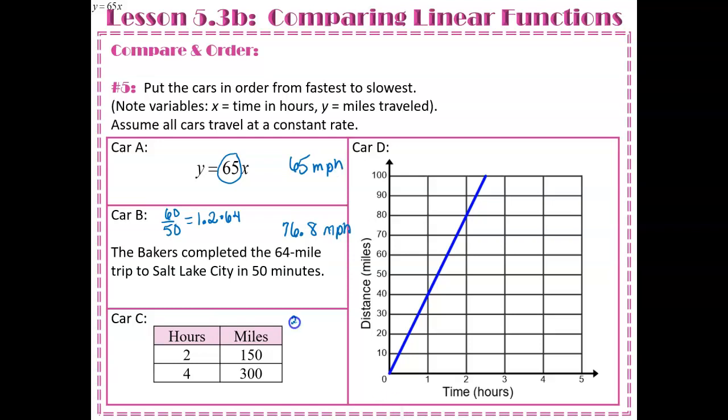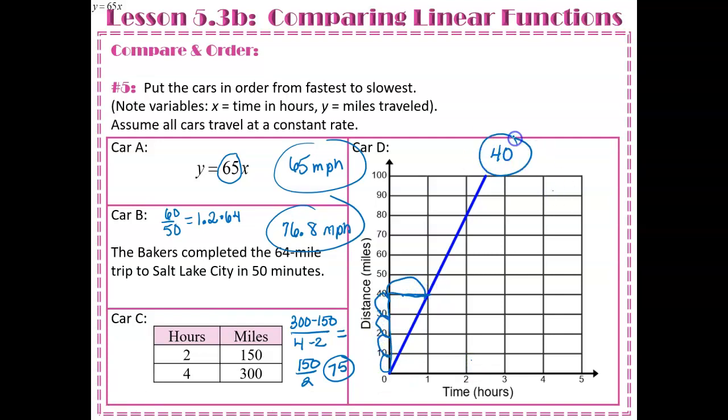Car C, you're going to use wine glass, 300 minus 150 over 4 minus 2, which gives you 150 over 2, or a rate of 75 miles per hour. And then this graph for car D, we're going to make our triangle. So 10, 20, 30, 40 over 1, so this car is 40 miles per hour. So if we put these in order from, what did they say, fastest to slowest, car B is our fastest at 76 and 8/10. Car C is the next fastest, followed by car A, and then the slowpoke on the graph is D.